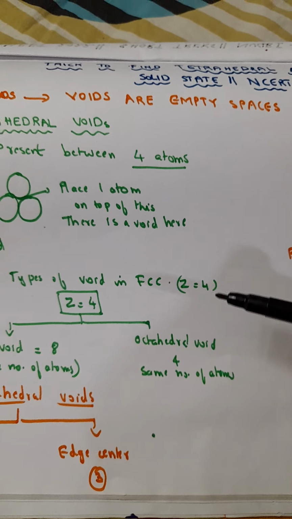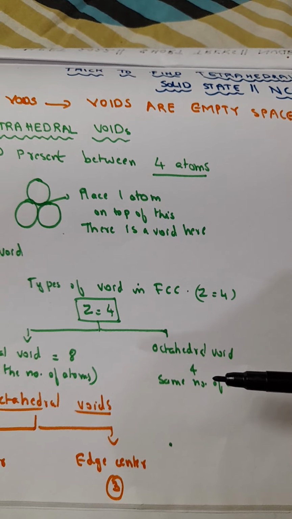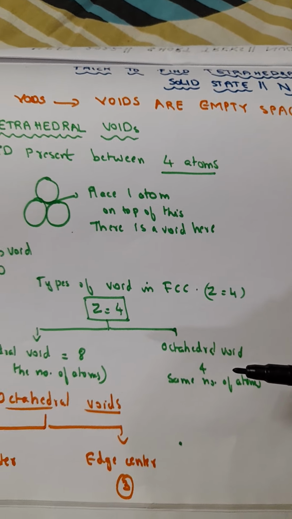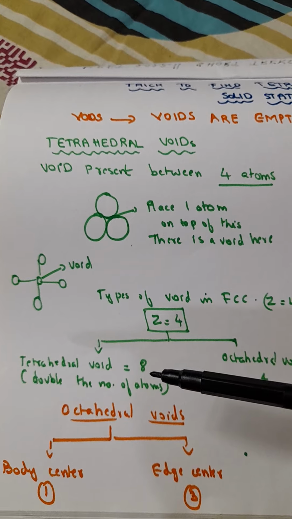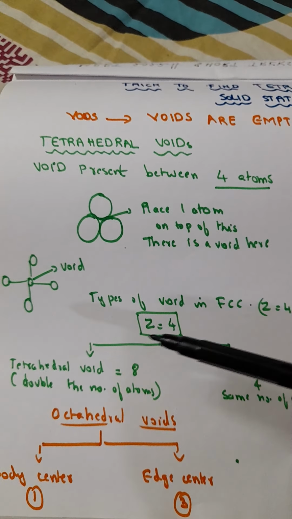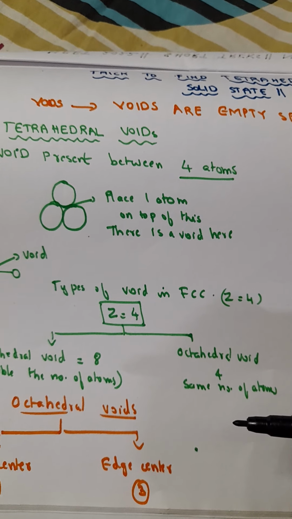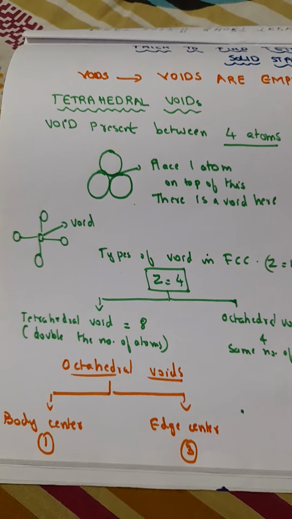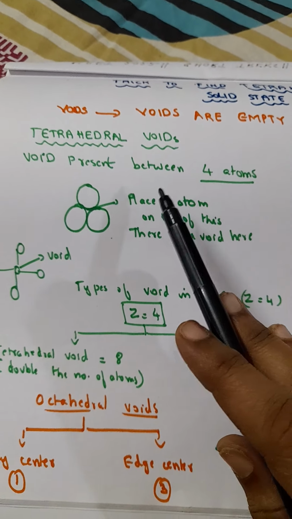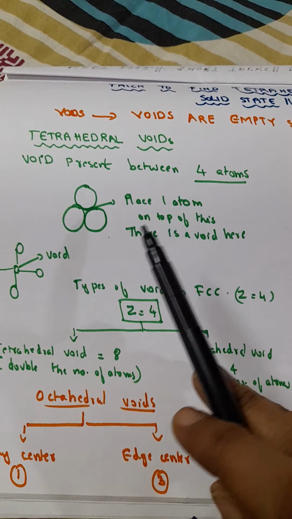Now octahedral voids will be 4 only, that is the same number of atoms. Here tetrahedral voids will be 8, that is double the number of atoms, and octahedral voids will be 4, which is the same number of atoms. Clear? So we already learned what is meant by tetrahedral void, that is voids present between 4 atoms.